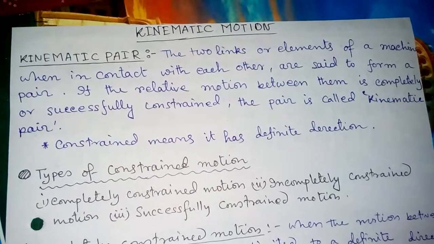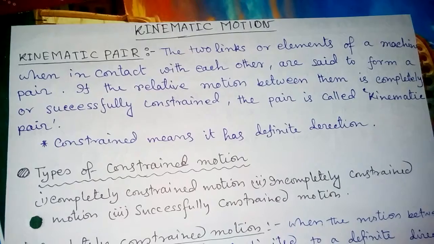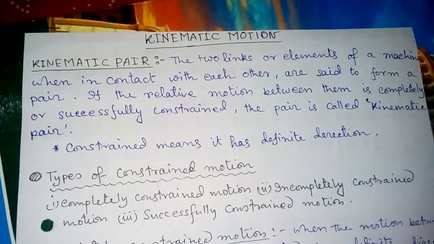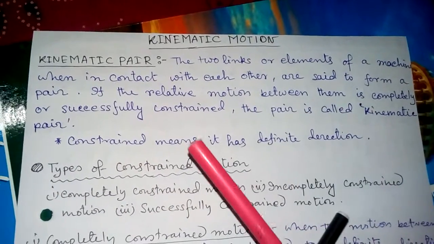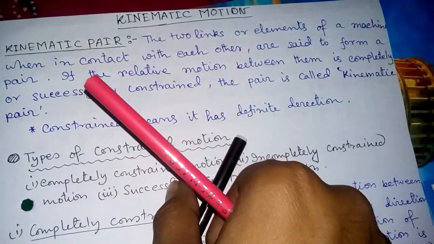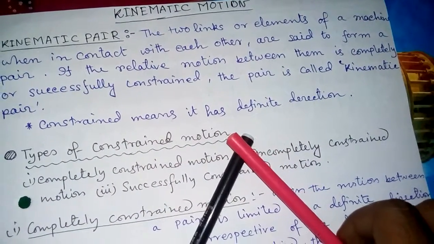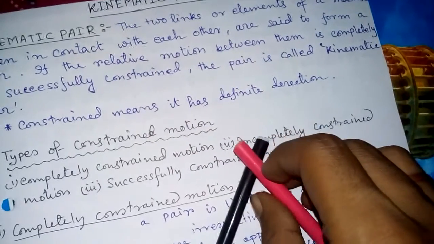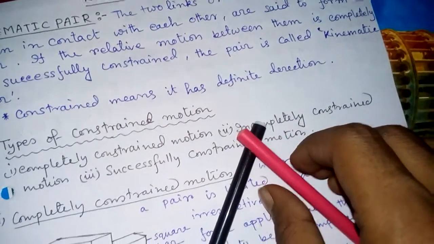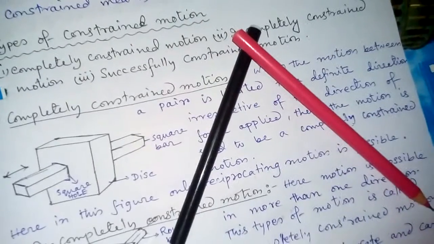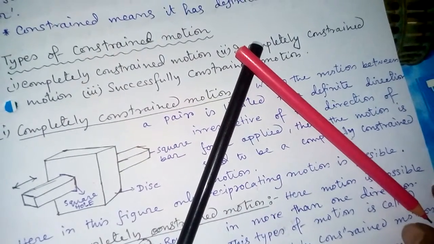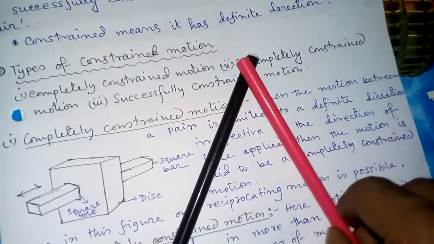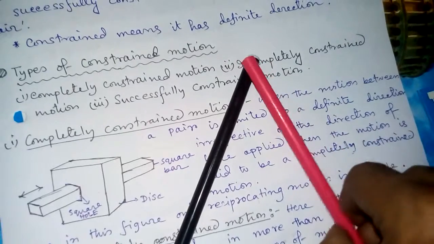Okay, so if we have two bars and these two bars are joined with a link. Suppose this is a bar and this is another bar, they are linked to each other with a joint. This is called a pair. But if this pair has a constrained motion, it's called a kinematic pair. Constrained motion means it has a definite motion. It has this type of definite motion. This is called a kinematic pair.